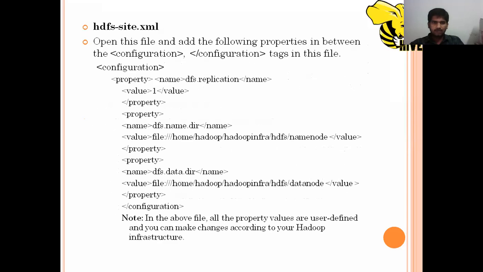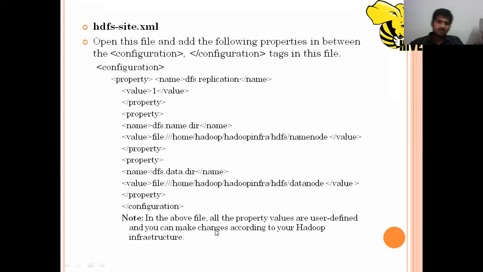So how do we set this configuration? We have the same configuration tag, and the dfs.replication property. We set the value for replication, and then the name node. So the first property is set. Then for the second property, the name node, we use dfs.name.dir and give the name node value. Then the property is closed. Again we open a property tag for the data node, and we set the configuration.